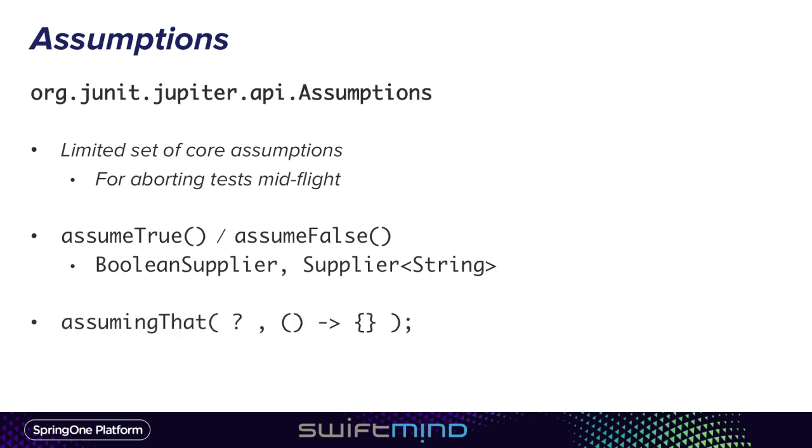Another feature is that we have this assuming that. So you're assuming that some assumption is true, then execute this block of code, which is a Lambda expression. So you might say, assuming that I'm on the CI server, then additionally run these assertions, but otherwise continue. So don't stop the test, but only run this conditionally. You might think of that as a glorified if statement, and if you prefer an if block, then you could do that in addition.